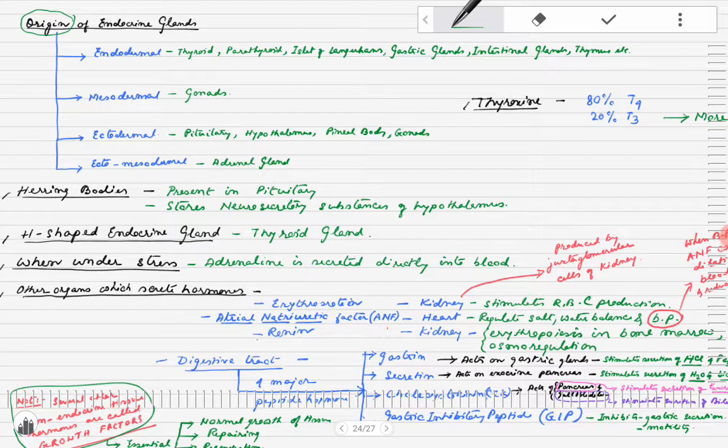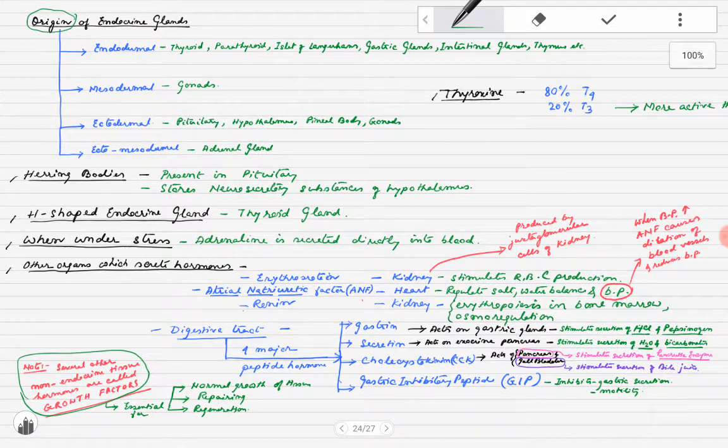The endodermal glands are thyroid, parathyroid, islets of Langerhans, gastric glands, intestinal glands and thymus. Mesodermal gland is gonad, ectodermal is pituitary, hypothalamus, pineal body and the gonads, and ectomesodermal is the adrenal gland. Now we have studied Herring's bodies that are present in the pituitary and store neurosecretory substances of the hypothalamus. The 8th gland is the thyroid gland.